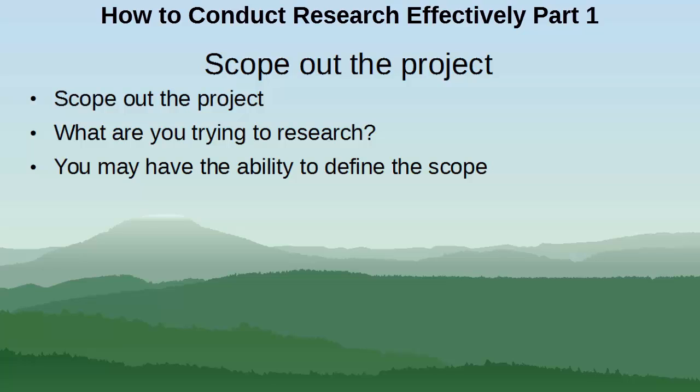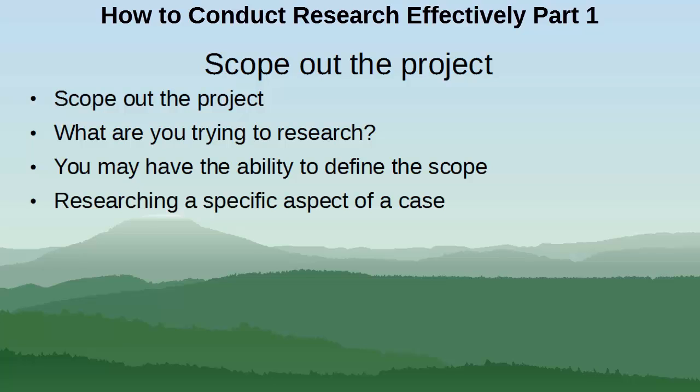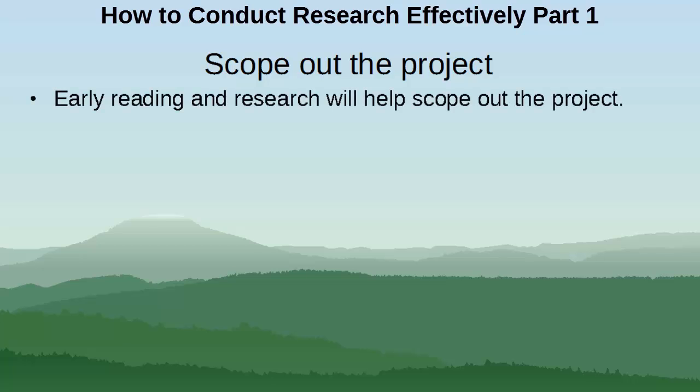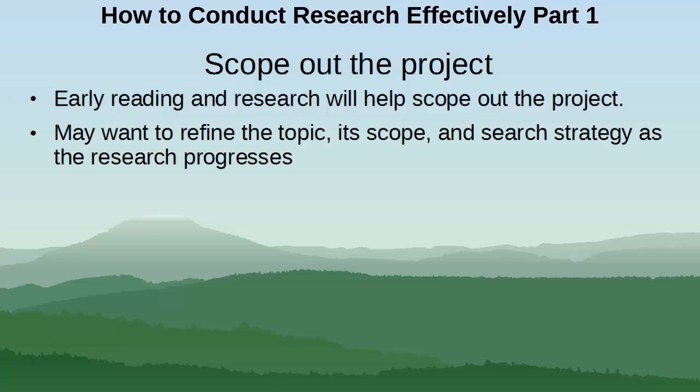But if you're researching some specific aspect of a case for business reasons, or because it's a specified college assignment, you'll need to define your scope and narrow your research. In both cases, your early reading and research will help you to scope out the project. It will take shape as you progress. You may well find you want to refine the topic, its scope, and your search strategy as the research progresses.